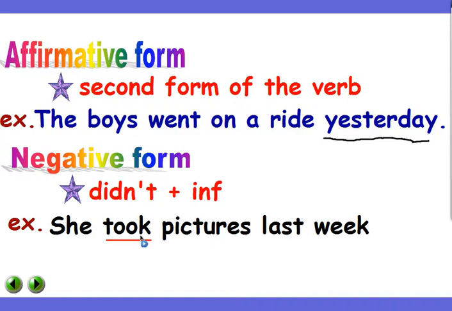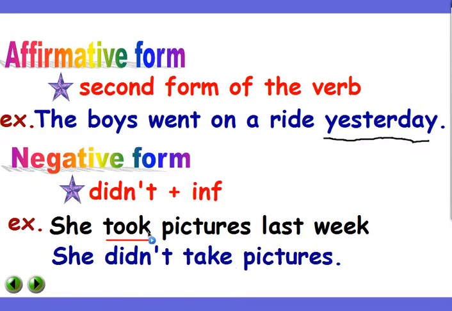We look at the verb here, took. Took is in the past simple tense. How can we change this verb into negative? First, we come with didn't. Then the infinitive. What is the infinitive form of took? It's take. So we say she didn't take pictures. Can we say didn't took? No, we can't. We say didn't take. So it's didn't plus infinitive.